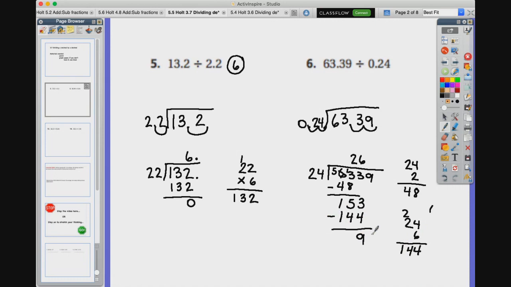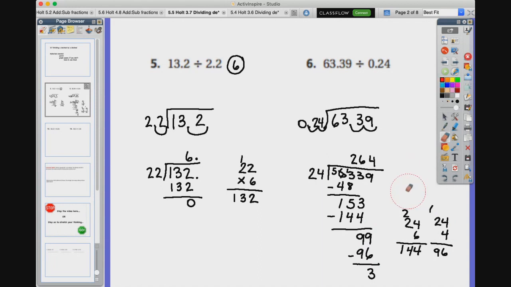I bring down my 9. And I know that 99 is pretty close to 100. 24 is close to 25. Yep, still. So that can go into 100 4 times. So I'm going to say 4 times 24. And how much is that? That is 96. So I subtract it. I have 3 left. Now, we are over doing remainders. We do not do remainders anymore.